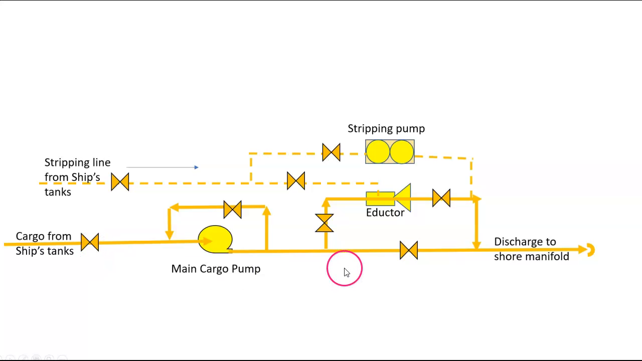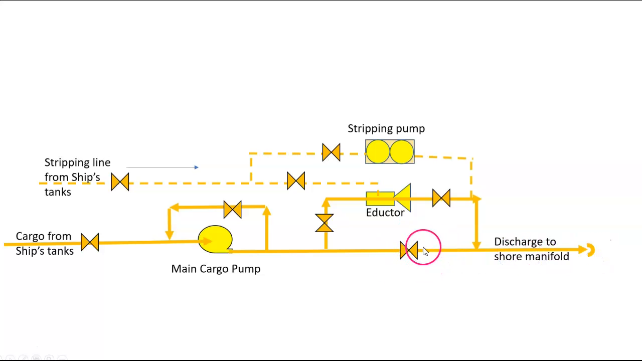Now, I changed my mind. Now I want to run the eductor. So I'm going to open this up. I'm going to run through the cargo pump. I'm going to go up through the eductor. So this valve would be closed. This would be open. This would be open. This allows flow to go through here.